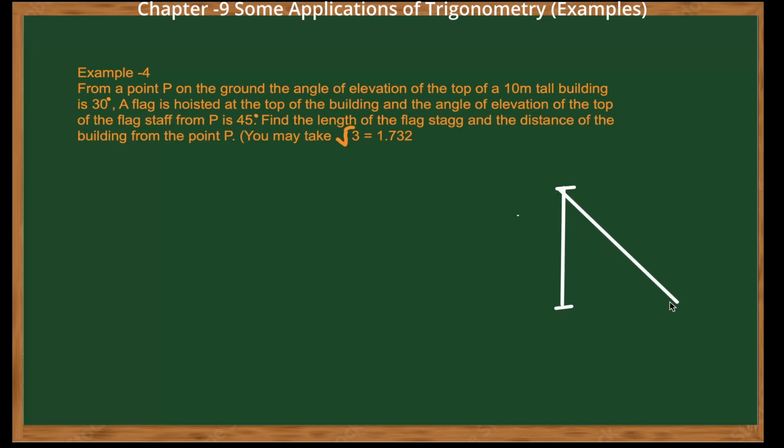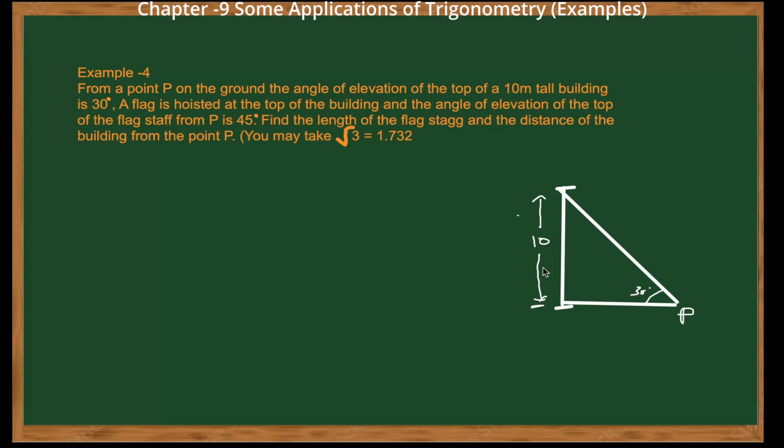So this is the ground. At the base, it is forming a 30 degree angle. So for 30 degrees, here we need to draw a horizontal line. Here it forms a 30 degree angle. This is 10 meters, the height of the building. This is our point P.